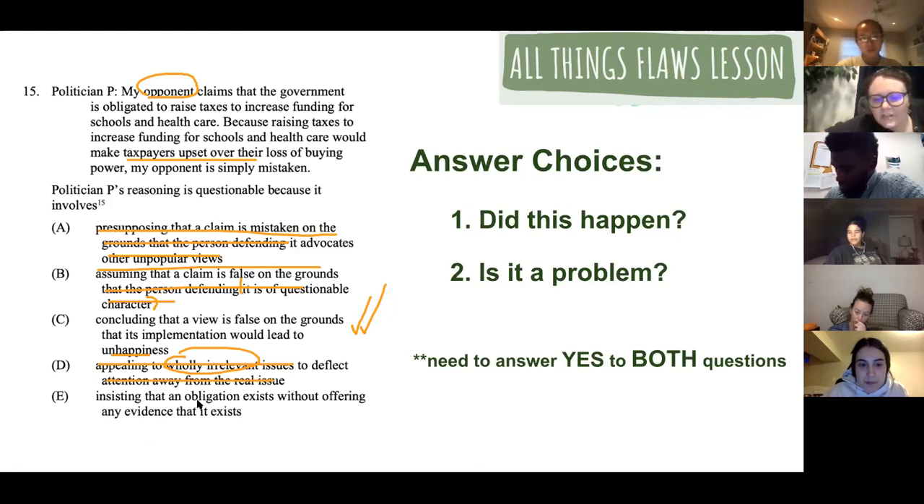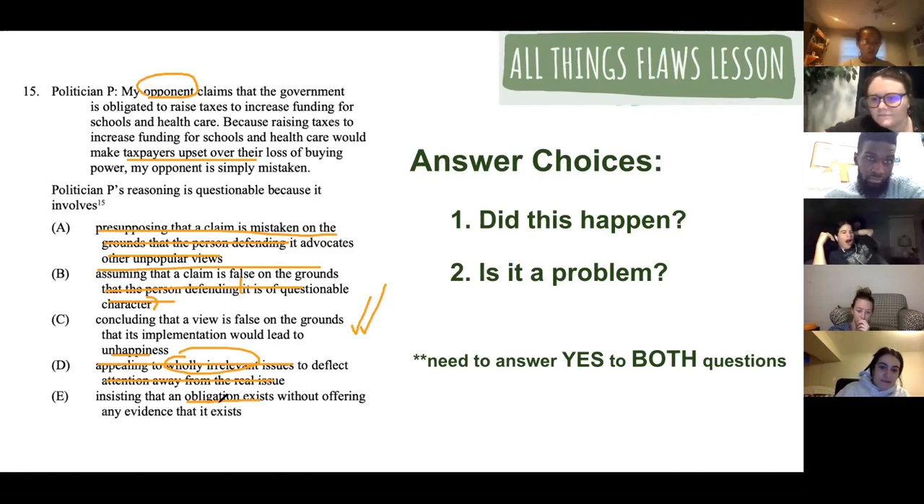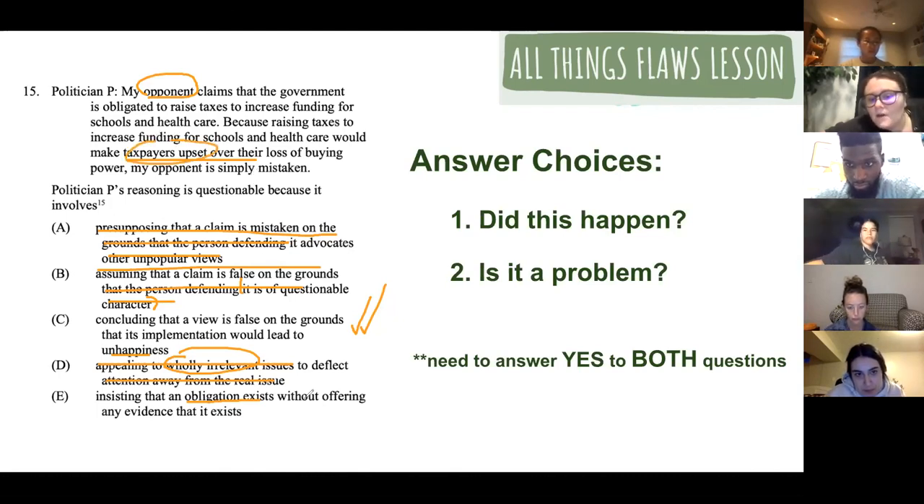And then E says insisting that an obligation exists without offering any evidence that it exists. So for people that selected E, what obligation am I insisting exists? A couple people picked E. If we fill this in, what would be the obligation that we are insisting exists? The funding, maybe government funding. Well, we're saying my opponent is wrong. Maybe the obligation is to not make taxpayers upset, but do we not offer any evidence? We do have some evidence. So the fact that we have some evidence makes E wrong. And so that's why our answer is C.